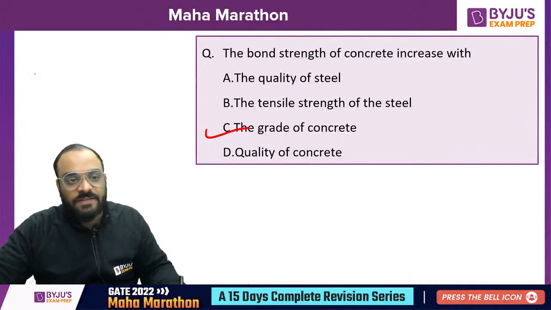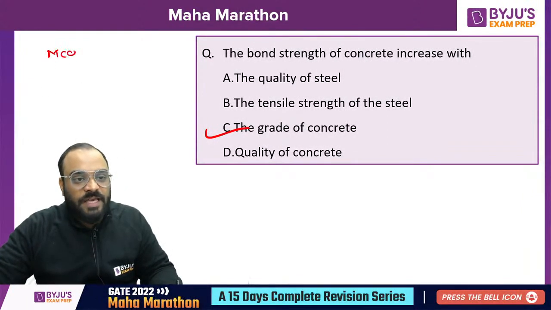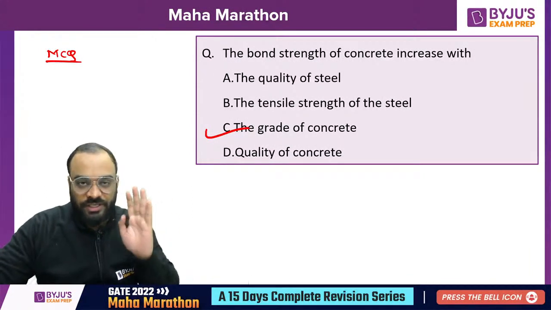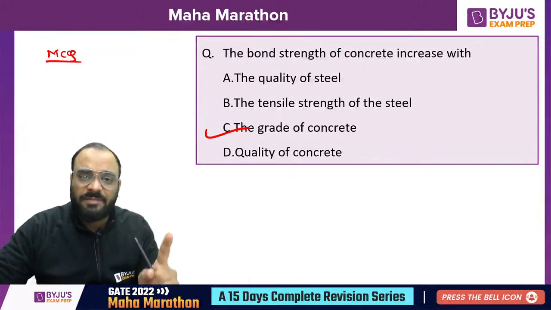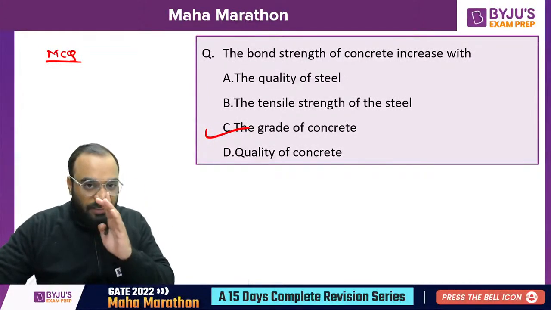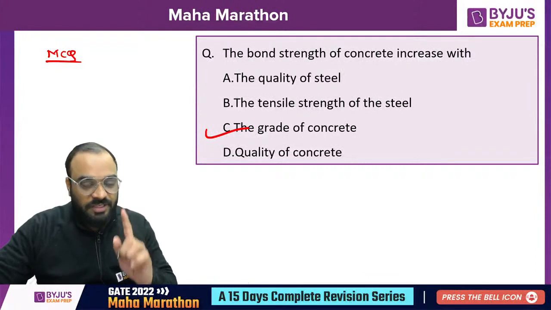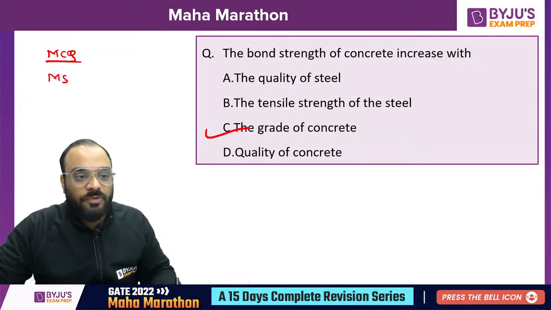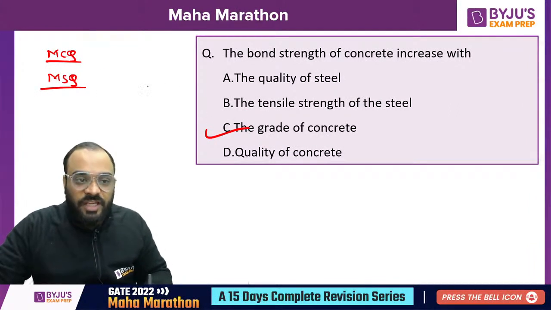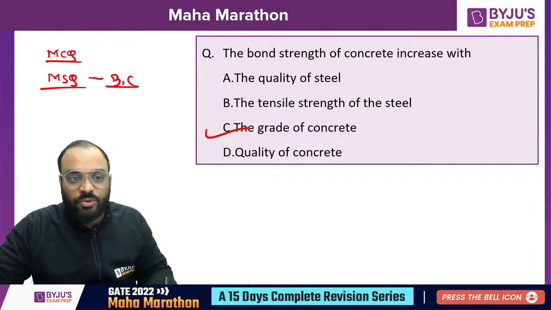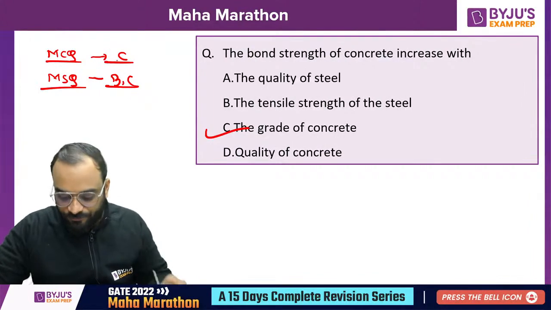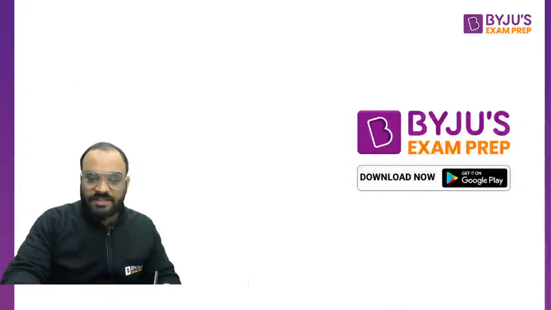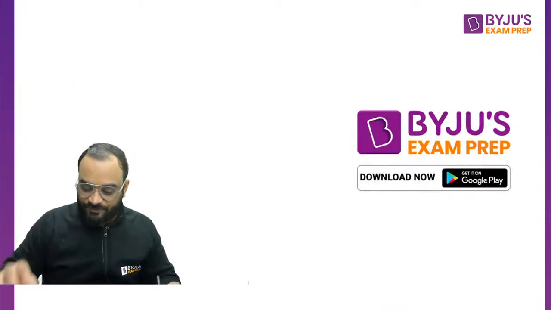But listen carefully, guys. Just imagine if this particular problem is an MCQ. So what do you need to do? You need to take the grade of concrete only, because the primary factor is grade of concrete. But the special condition will be there when you have an MSQ problem. When you have an MSQ problem, then you need to take the answer as B and C both. For this one, the answer is C. Clear? That's it, guys.